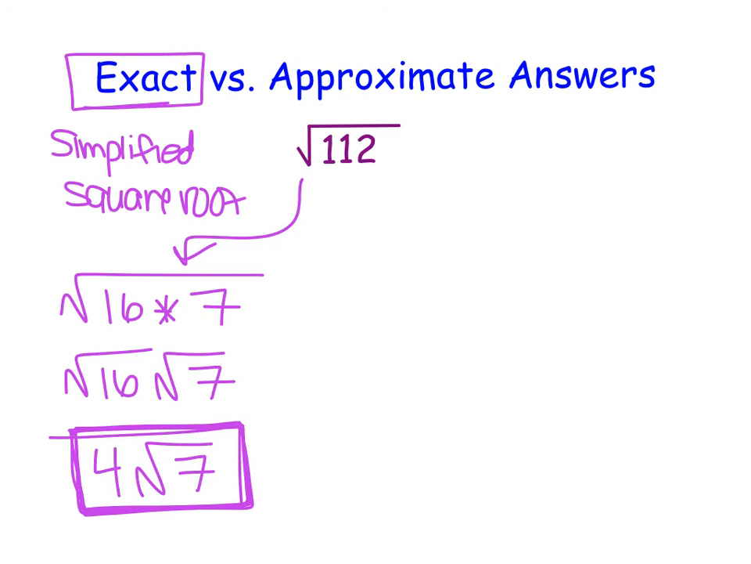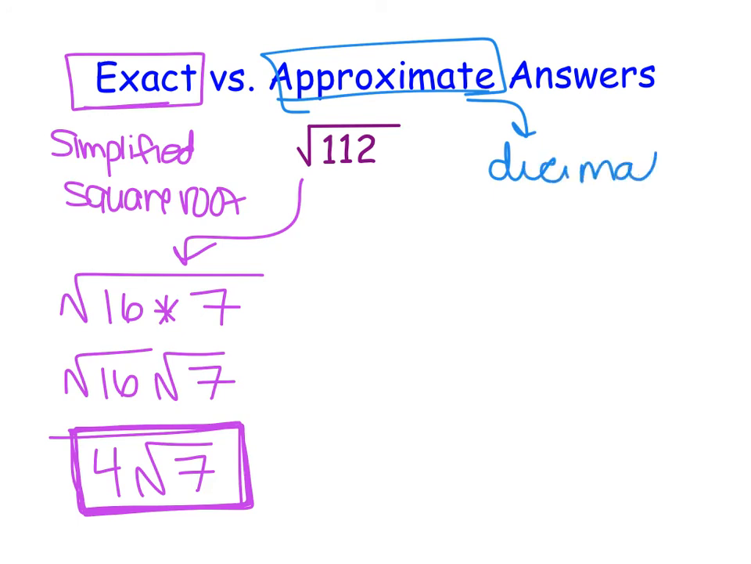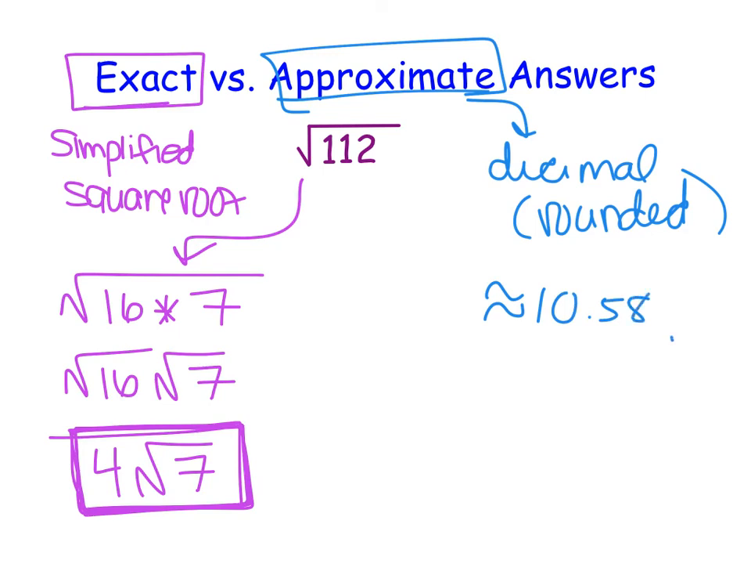Now, the approximate answer is going to be a decimal that is typically rounded. It's approximate, it's close, but it's not exact. So if we were to plug the square root of 112 into our calculator, we would find that that is approximately 10.58 rounded to 2 decimal places. So in this class, you will be expected to write exact answers. I will not be accepting the approximate decimal representations.